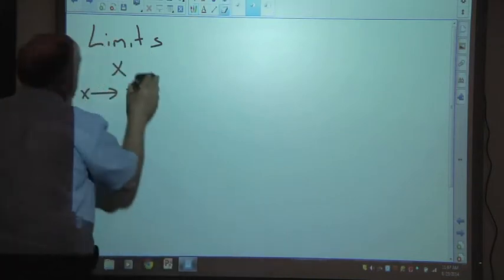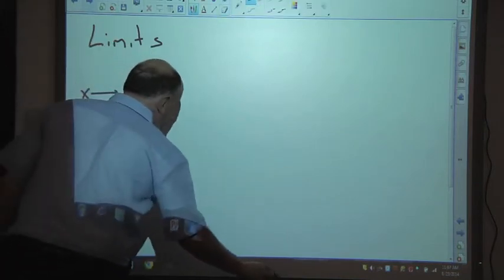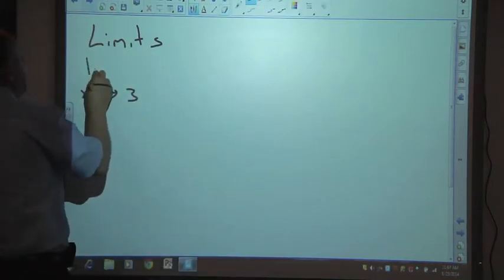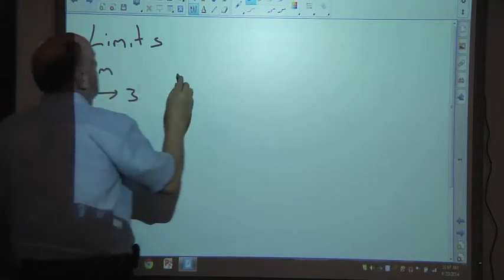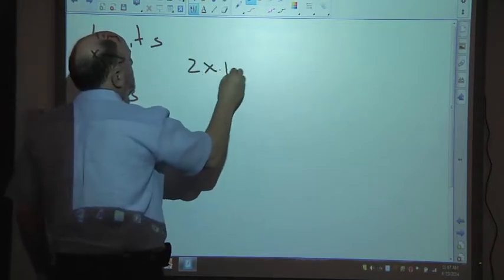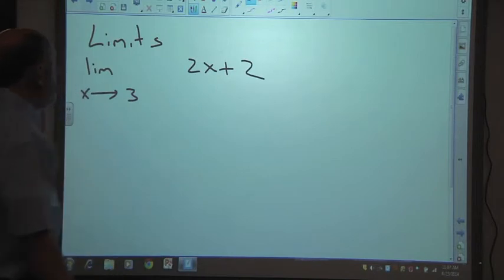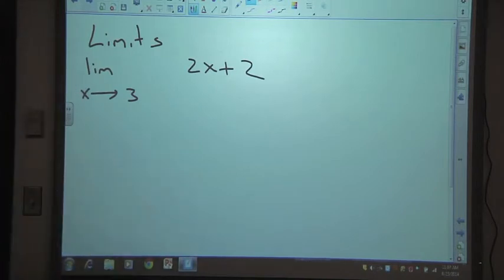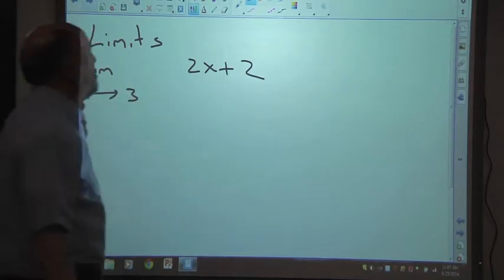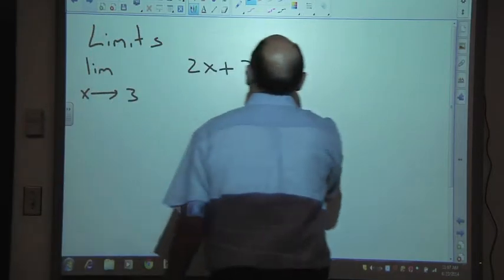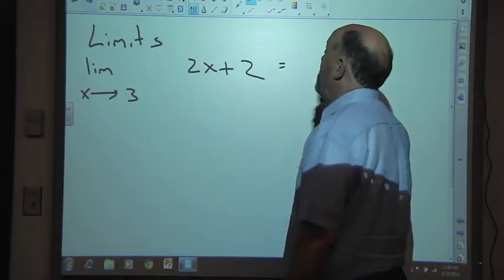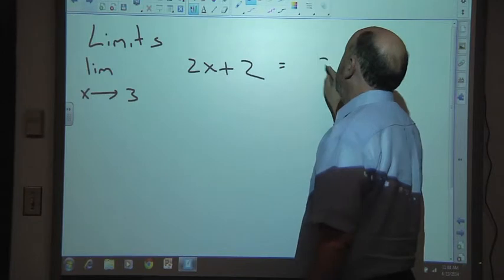So what is the limit as x approaches 3 for this equation, 2x plus 2? Because it's just a nice linear equation, I can just take my number x and plug it in. If x is 3, where does this come out? This would be 2 times 3, which is 6, plus 2, that'll be 8.